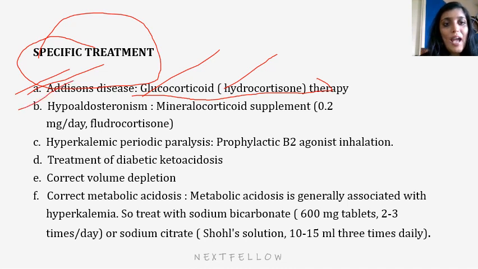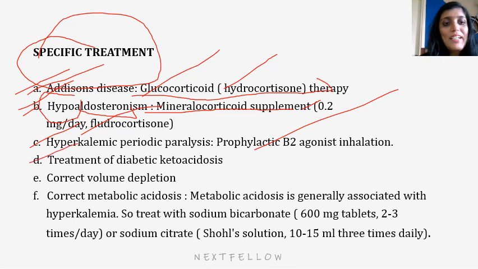Hypoaldosteronism. Aldosterone usually causes sodium and water retention and excretion of potassium. So in hypoaldosteronism, when the aldosterone is low, it will cause reversal of effect. It will cause hyponatremia and hyperkalemia. So you will have to give mineralocorticoid supplement like fludrocortisone, the dose of which is 0.2 mg per day. Now, hyperkalemic periodic paralysis, you give prophylactic beta 2 agonist inhalation.